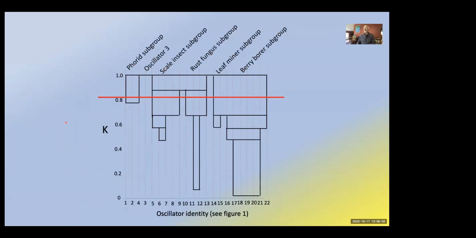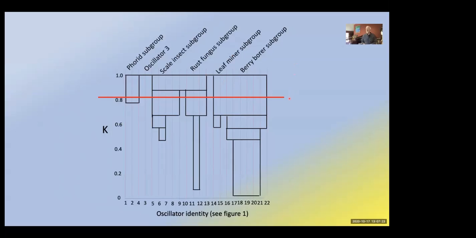Well, anyway, so you have this group here. This group, the forage subgroup, you have the scale insect subgroup and the rust fungus subgroup, and then you have this group of the leaf miner and the berry borer, which form one synchrony group, okay? So at that point, as we increase K, those very rapidly go to complete synchrony.